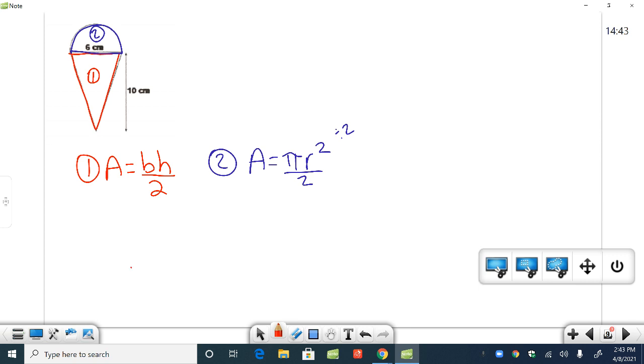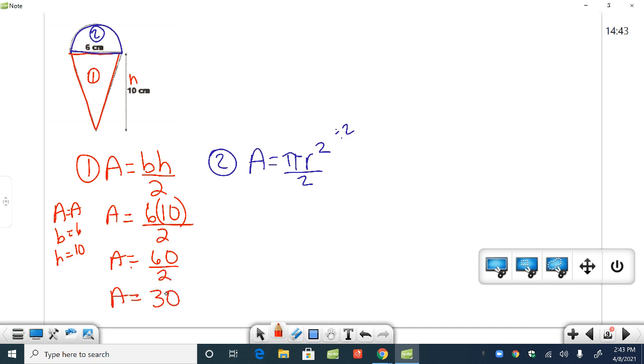We have got 10 centimeters is our height of our triangle, and 6 is our base. I did give you the base, which is 6. The height is 10. So 6 times 10 divided by 2. That's 60 divided by 2, which is 30 centimeters squared.